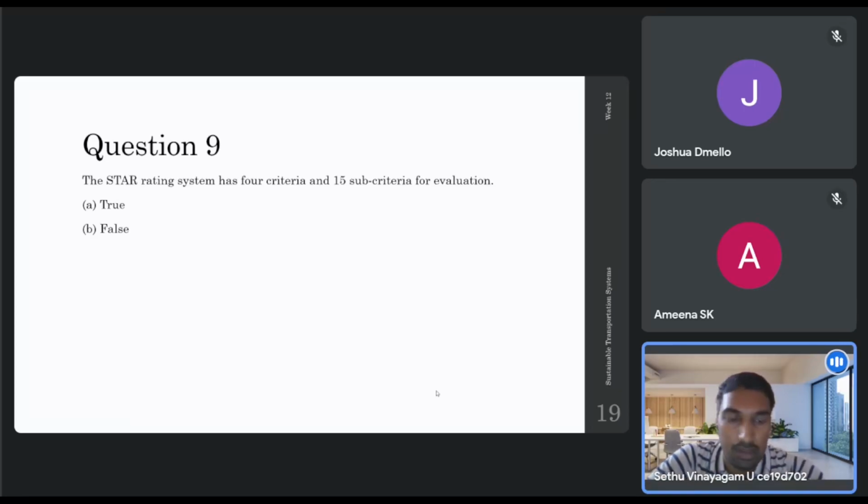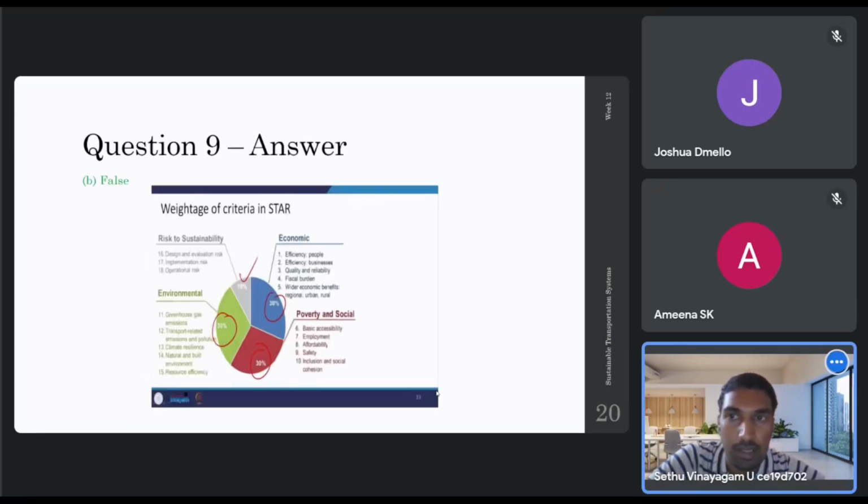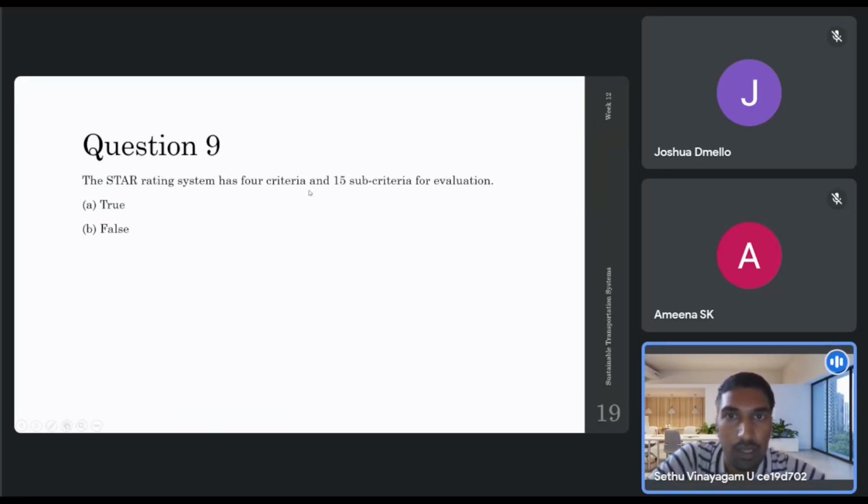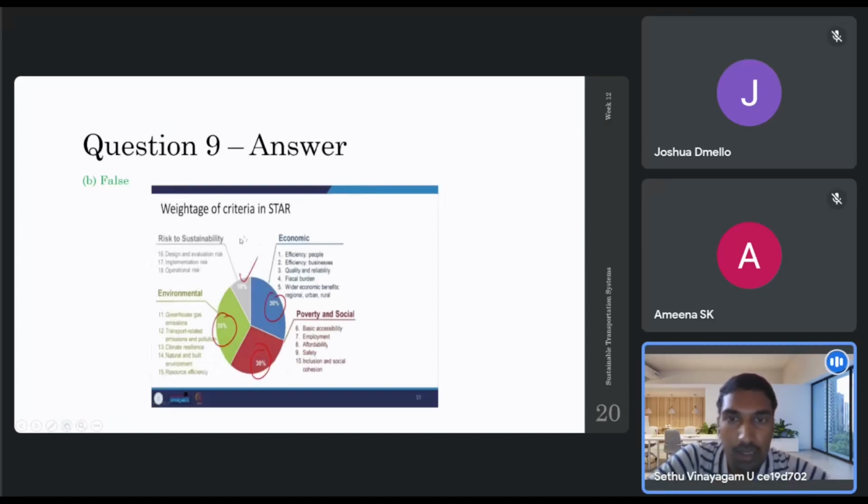Okay, so the right answer is option B, that the given statement is false. Why? Because the statement is about the number of criteria and sub-criteria that are there in the star system. It says there are 4 criteria and 15 sub-criteria. The first part is correct, that it has 4 criteria: an economic criteria, a poverty and social criteria, environmental, and risk to sustainability. So these are the 4 criteria.